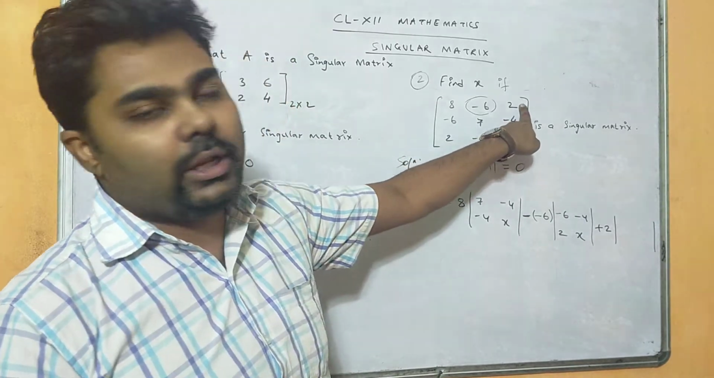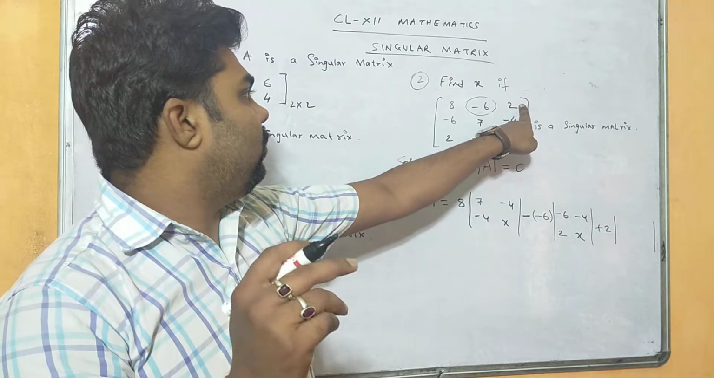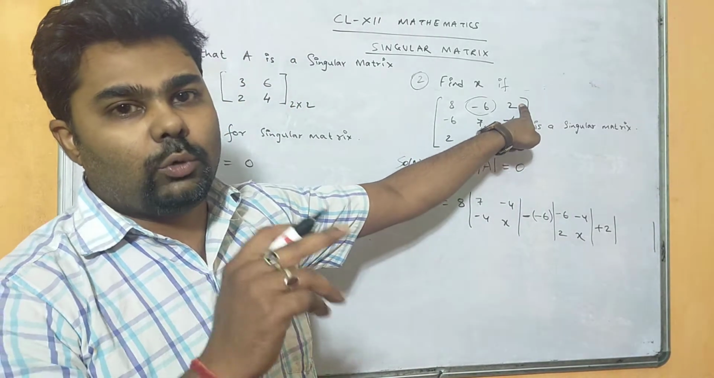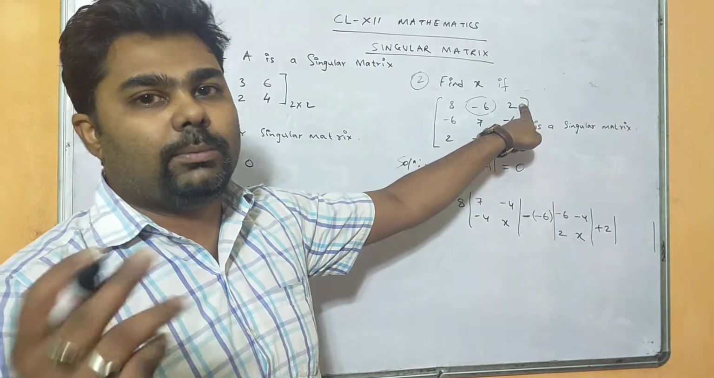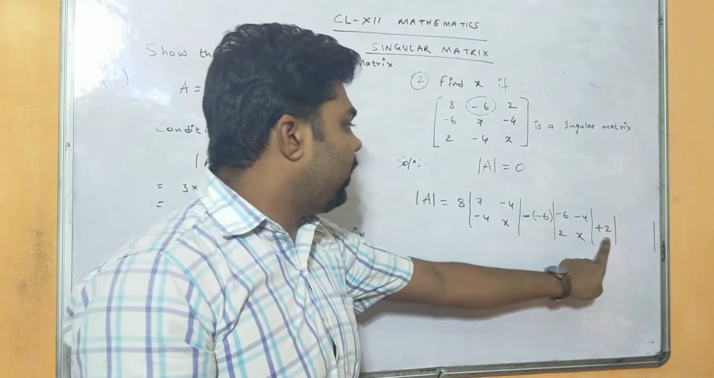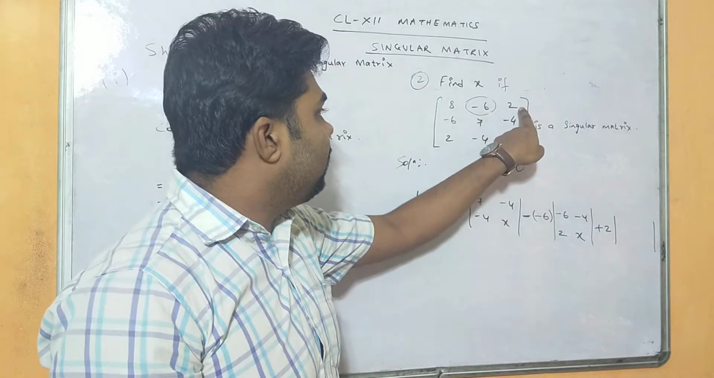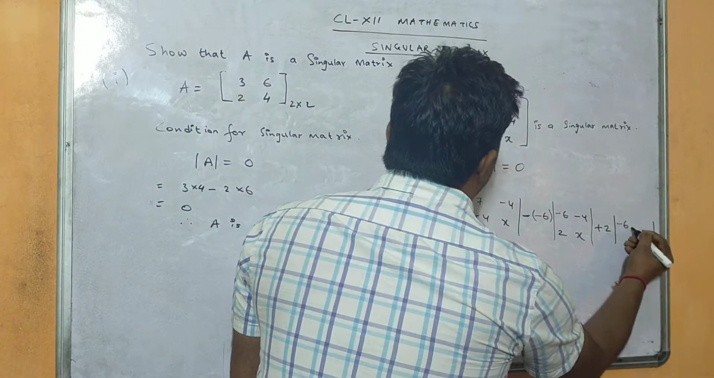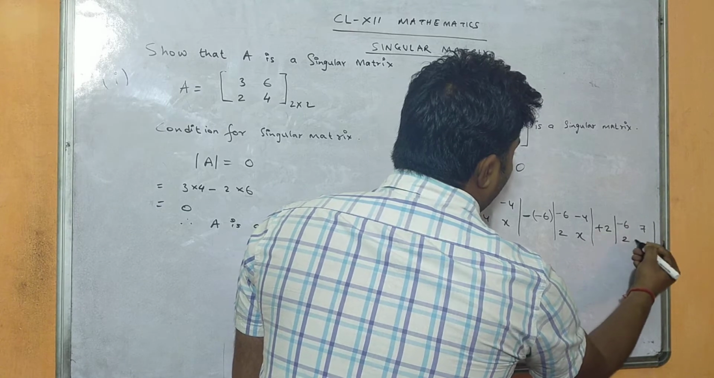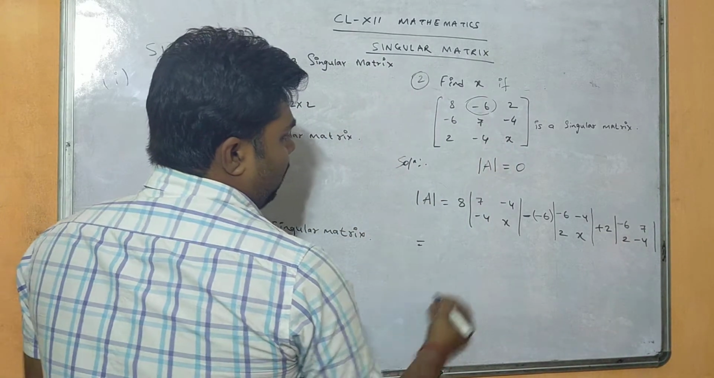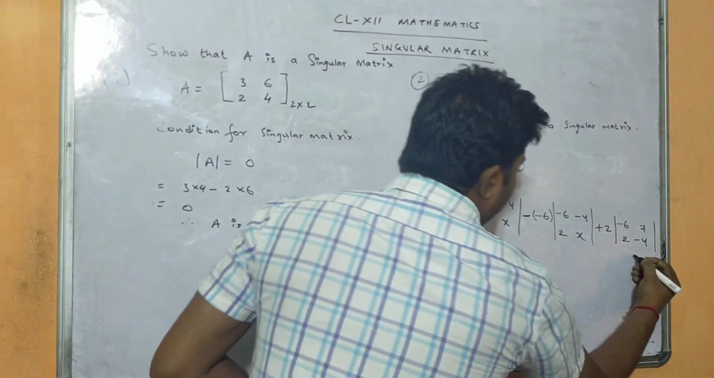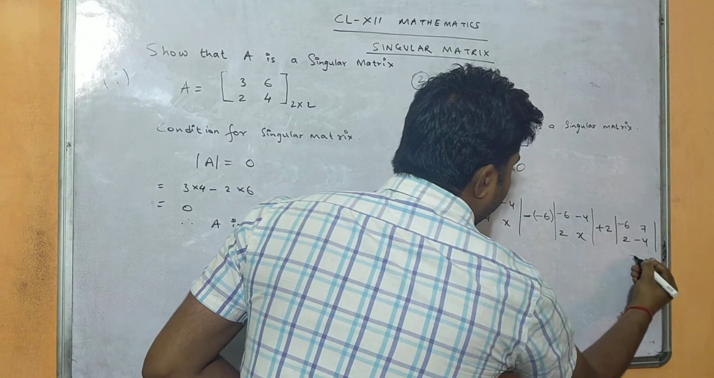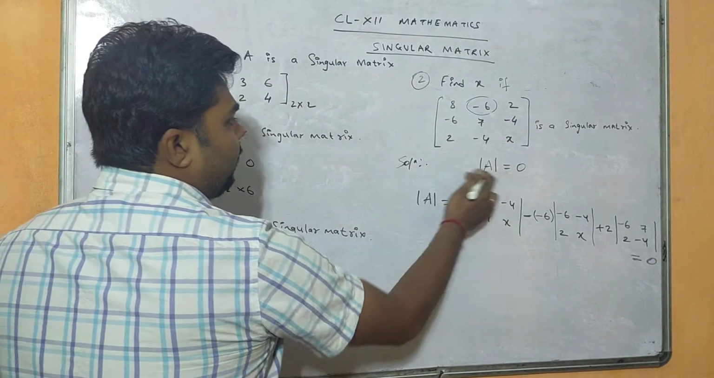Again when you consider element 2, you see we have 1, 3. That means row number 1 and column number 3. That means 1 plus 3, 4. 4 is an even number, so I am considering a plus, right? Plus 2. Now when you find the corresponding row and column, we will get minus 6, 7, 2 and minus 4. And this must be equal to 0, because we are using this condition.